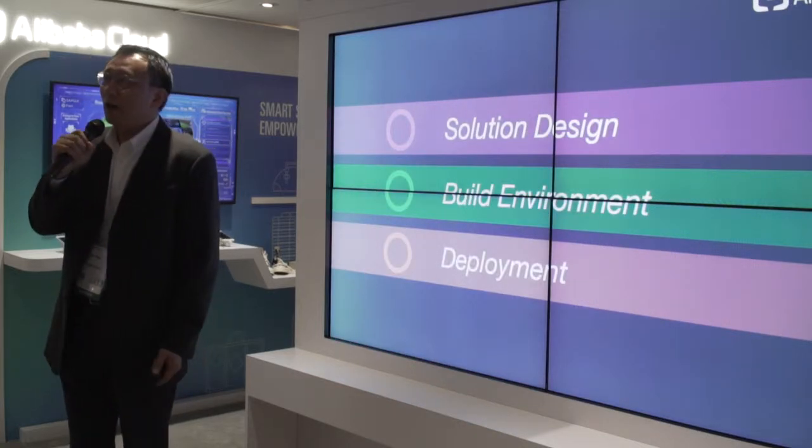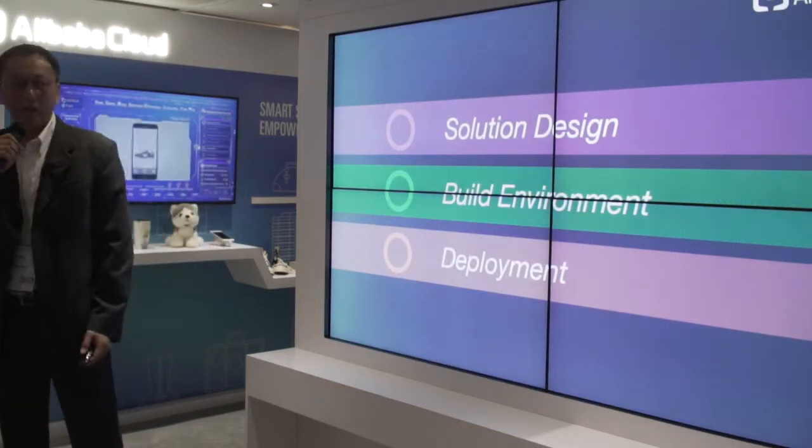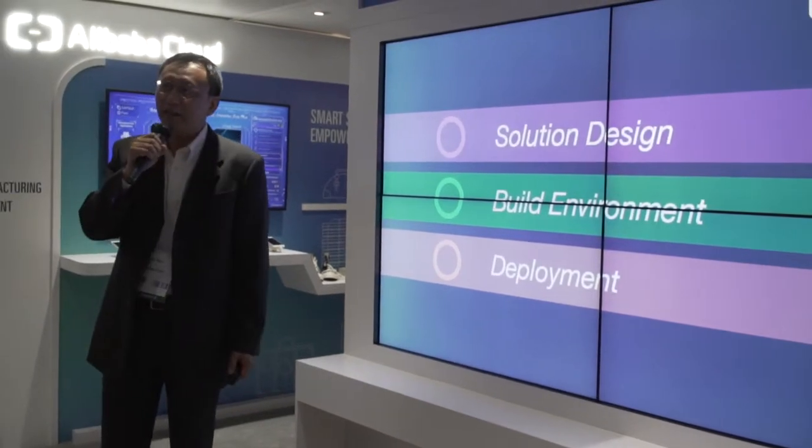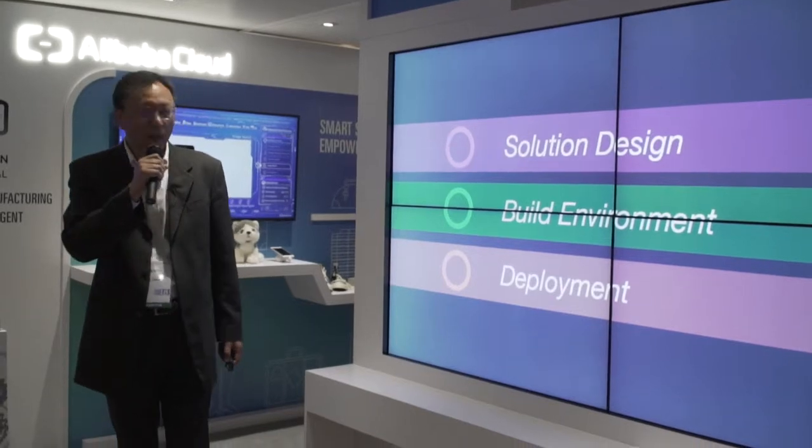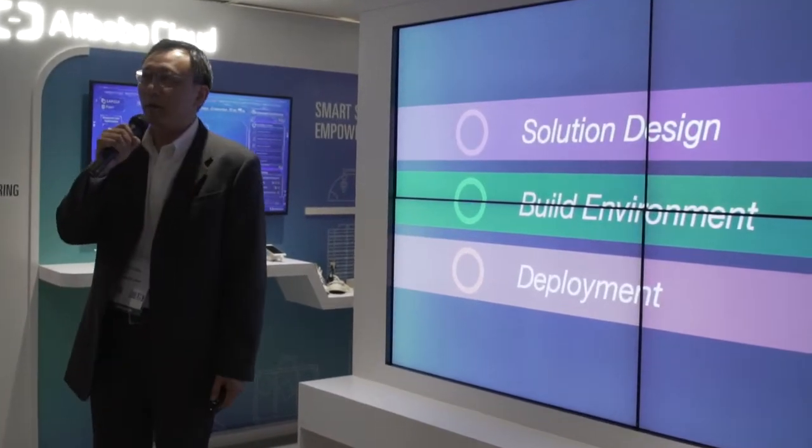So today we're going to talk about 3 things. First is the solution design, then building the environment, and the final one is the deployment.